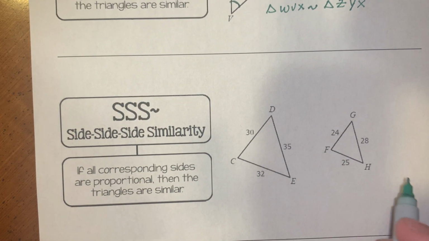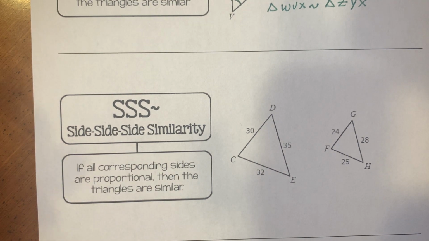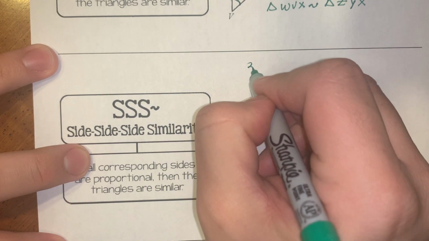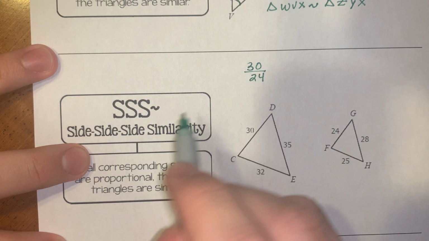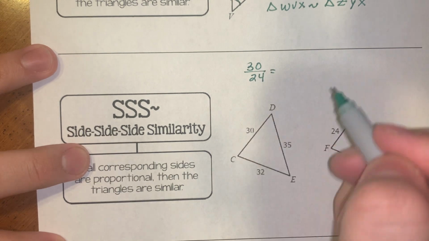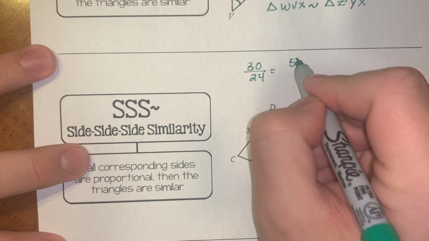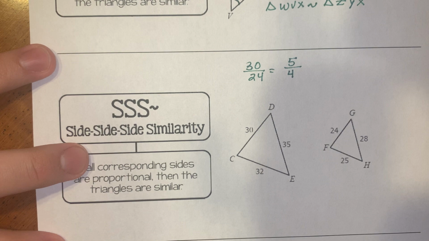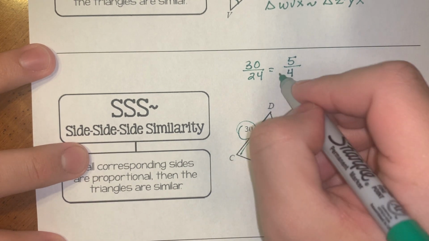The other way that you'll know is if all corresponding sides are proportional, then the triangles are similar. So let's go ahead and look at this one. First of all, I'm going to get 30 divided by 24. Okay, and let me see. I'm going to reduce this down as much as possible. If I reduce this down, I know they're both divisible by 6, so 30 divided by 6 is 5. 24 divided by 6 is 4. Okay, so I know that the scale factor between DC and GF is 5/4.